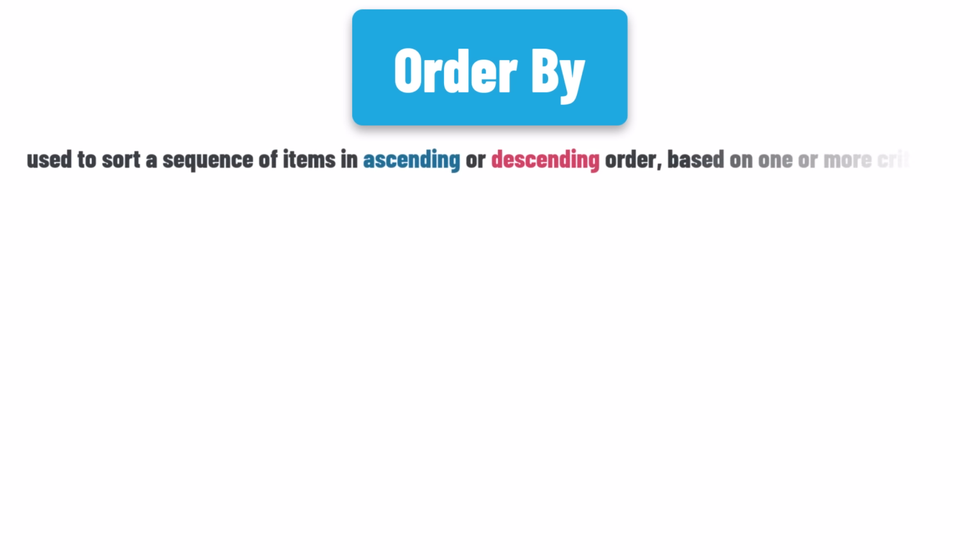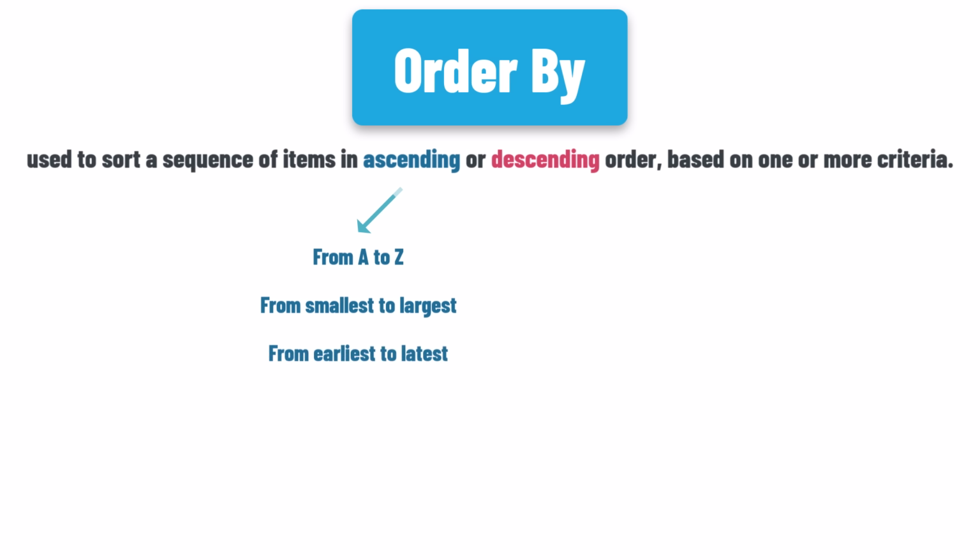Order by clause. Let's learn more about this clause in this video. Order by is used to sort a sequence of items in ascending or descending order, based on one or more criteria. Ascending means that I want to sort the items from A to Z, from the smallest to the largest, or from the earliest to the latest.